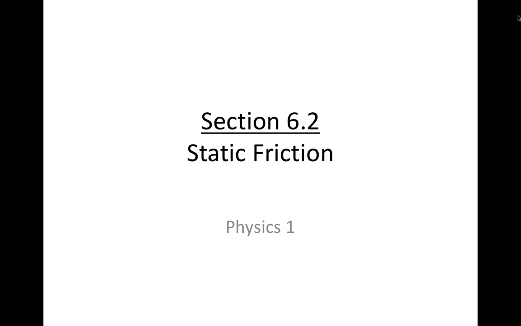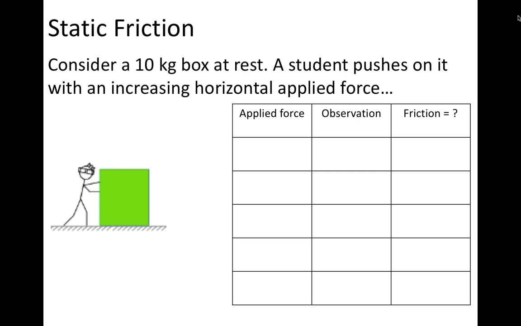In section 6.2, I'm going to discuss static friction. Static friction is the form of friction that keeps surfaces from sliding past each other. And anybody that's ever tried to push a heavy dresser across their bedroom floor knows that it's harder to get the dresser moving than it is to keep it moving. The thing that you have to do to get it moving is overcome static friction.